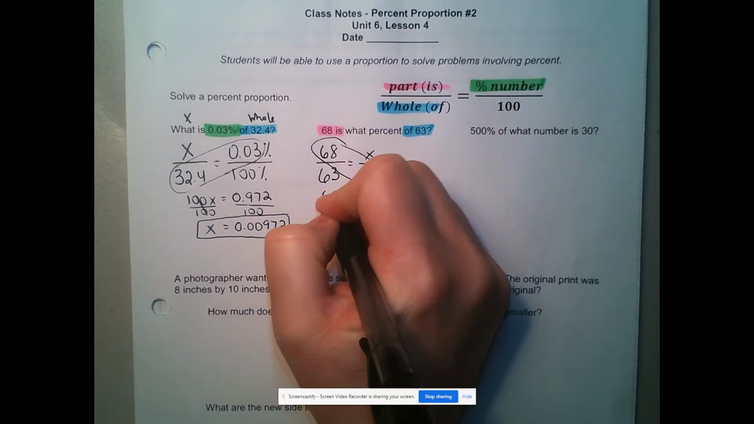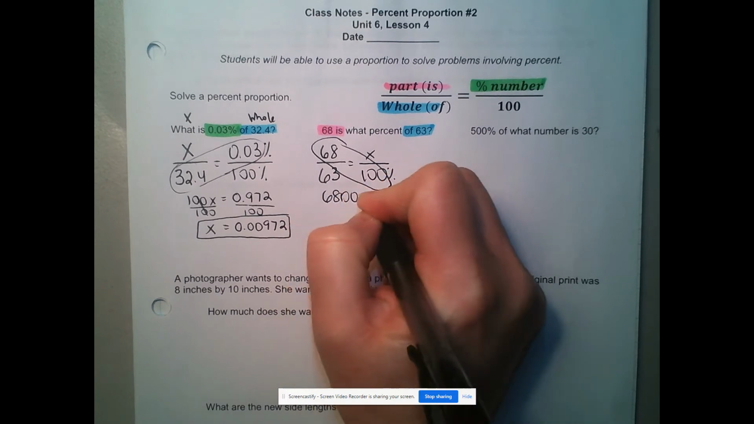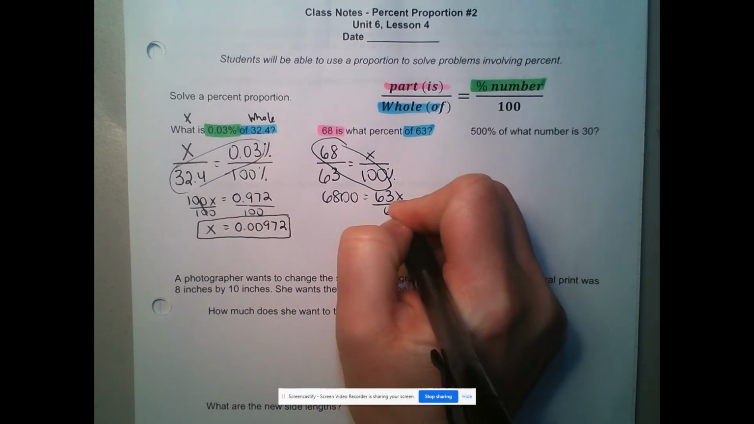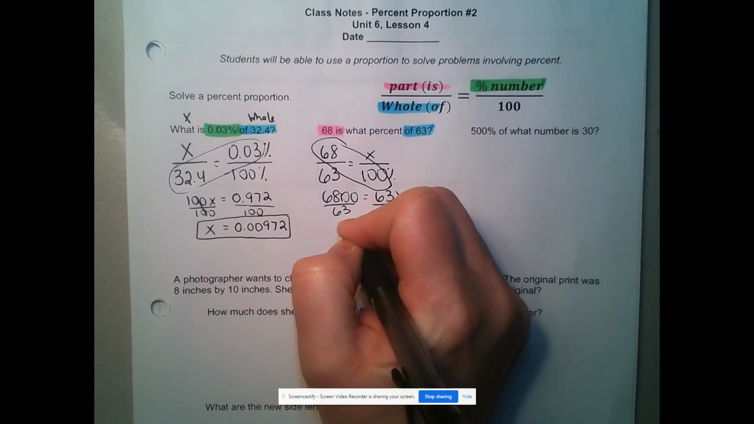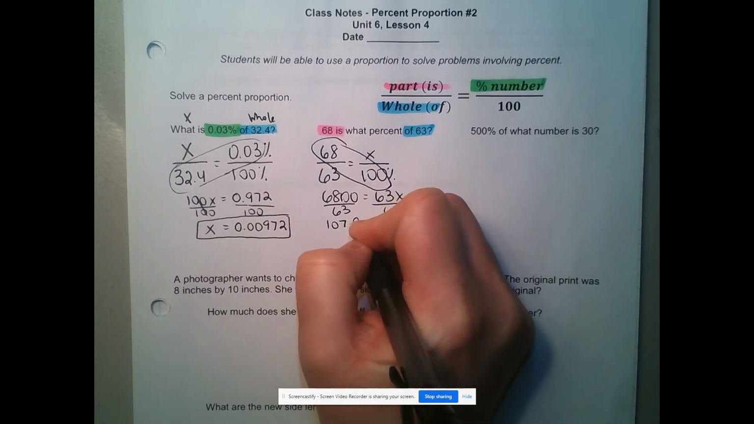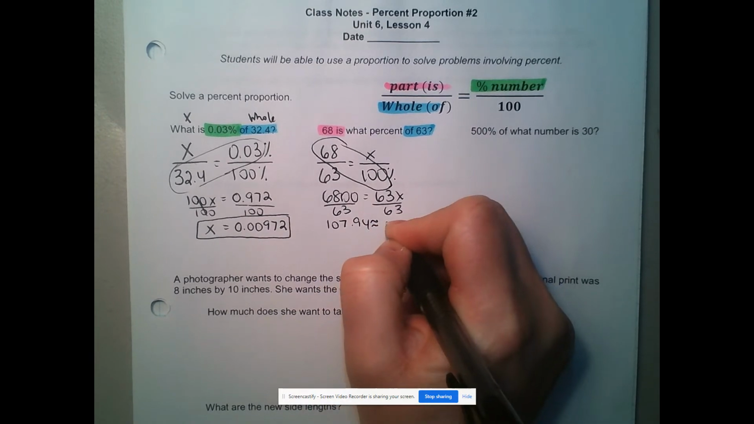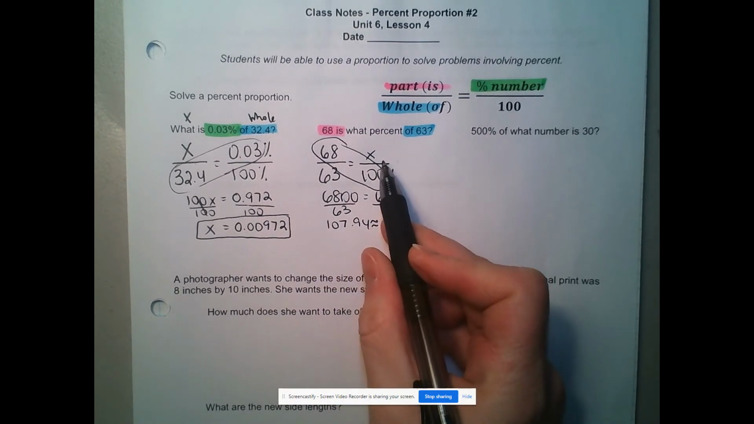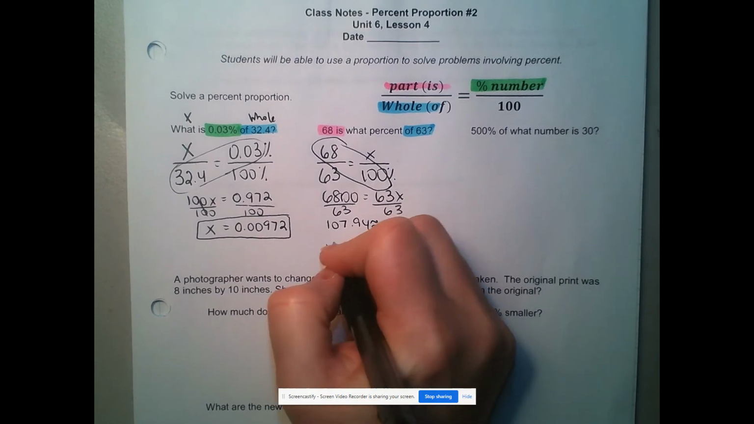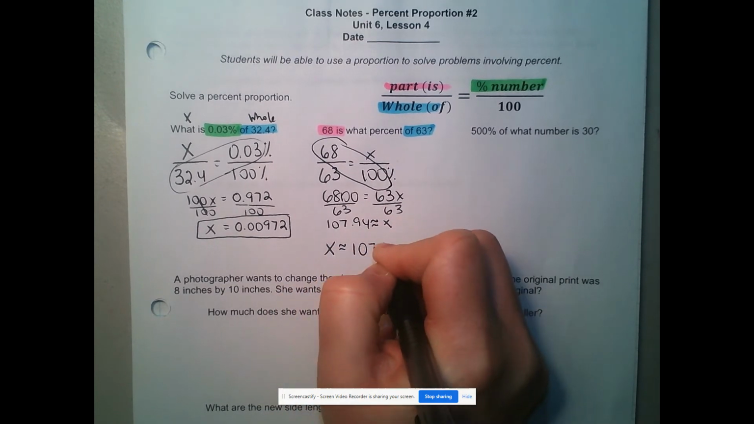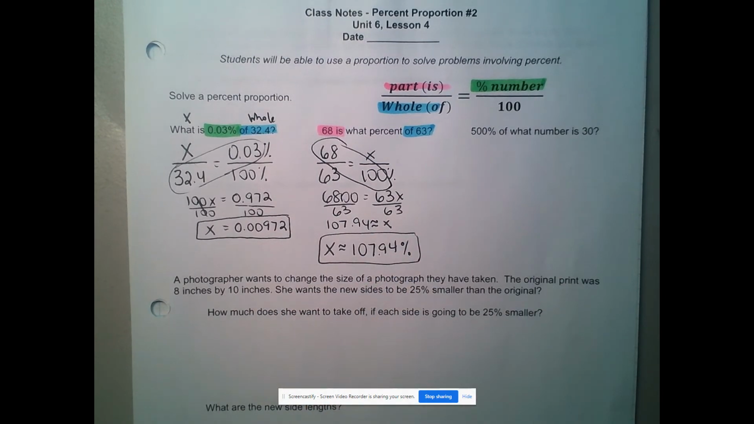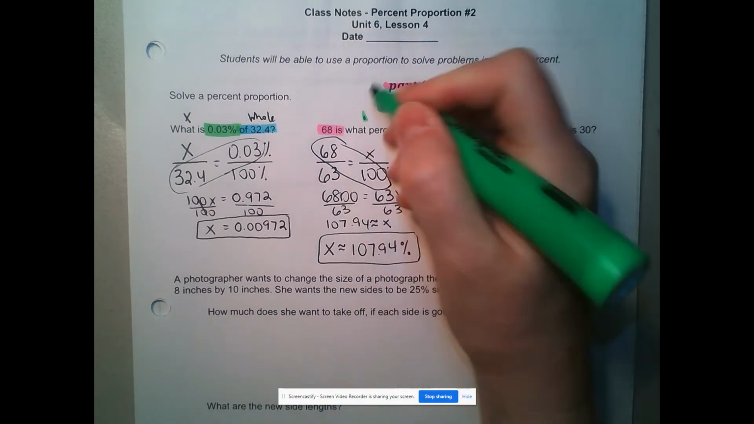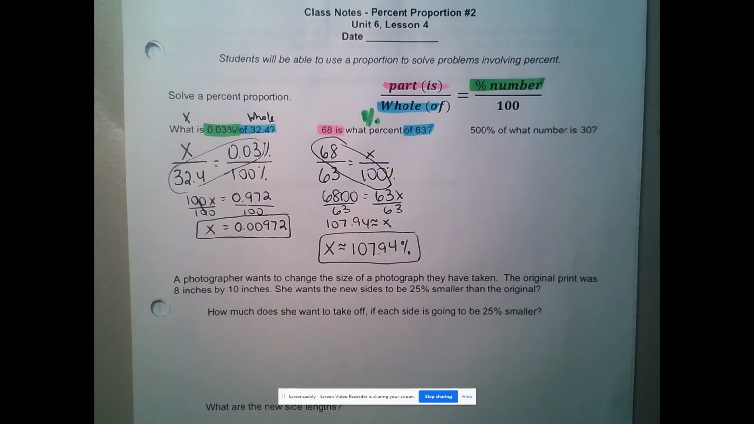So 68 times 100 equals 63 times x, and I did not set it up by mistake with the x on the left side. So 6,800 divided by 63 is 107.94, and I had to round that, so it's approximately x. But don't forget, the thing we were looking for was a percent. So x is approximately 107.94%. So very important that we double check. The thing we were looking for was a percent, so our final answer needed the percent symbol.